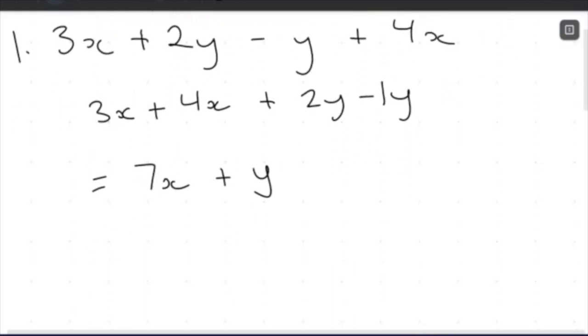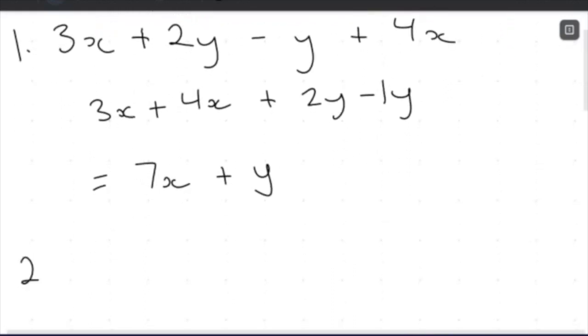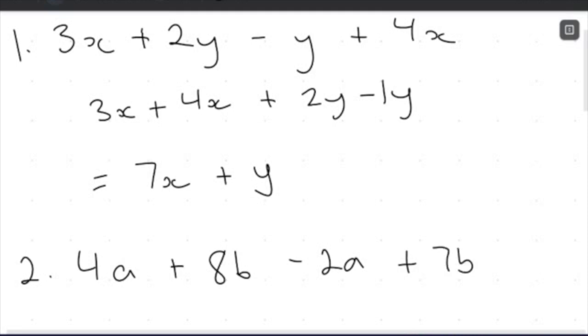Let's try a couple more just to get you used to these initial preliminary operations with adding and subtracting algebraic terms. So let's take 4a plus 8b minus, let's go 2a plus 7b.